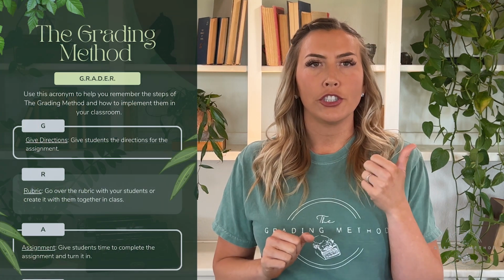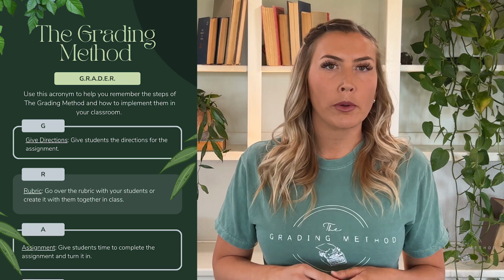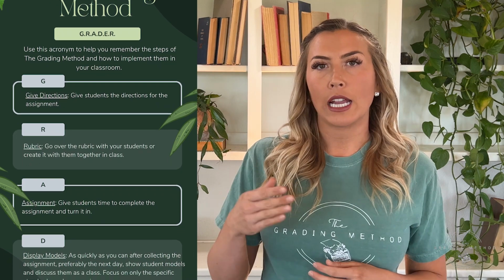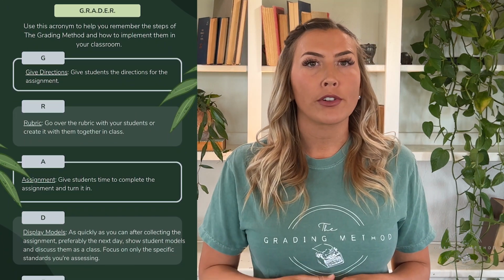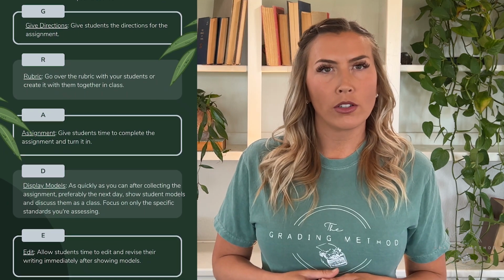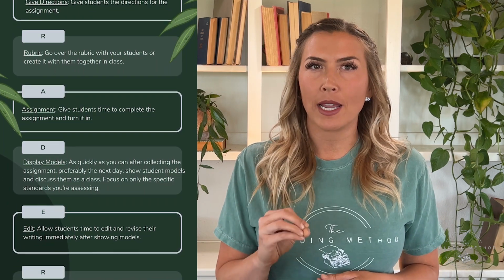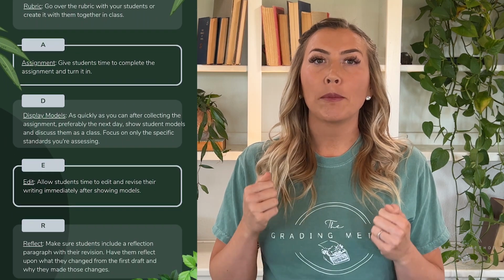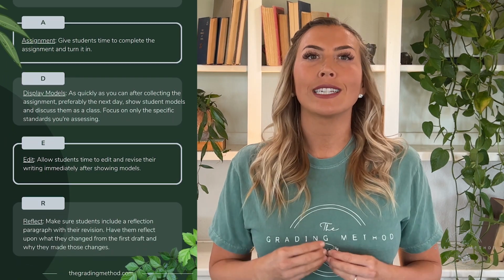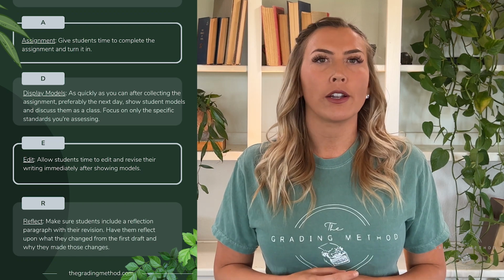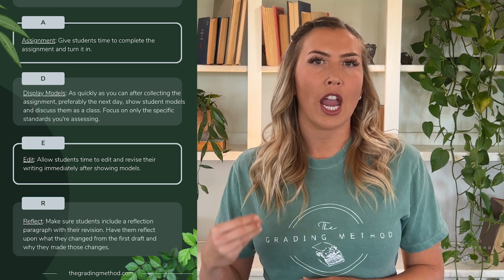Quick review. G for give directions. R for rubric. That's where you're creating a student-designed rubric together in class. A for assignment. This is where you provide time for students to complete the assignments in class or at home. D for display models. The very next day after they submit an assignment, show models in class. E for edit. Provide time immediately after showing the models for students to edit and revise their work. And then R for reflect. Have students include a paragraph explaining the changes they made in their revision and why they made those changes.